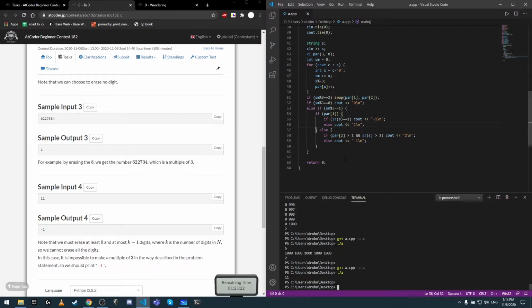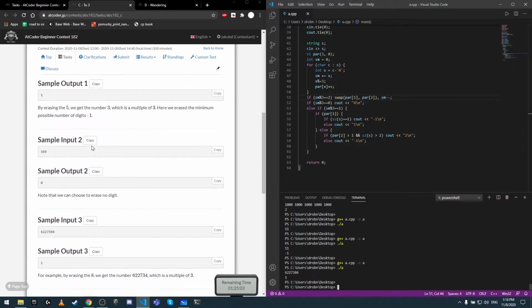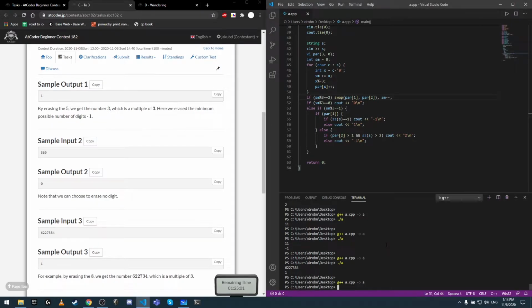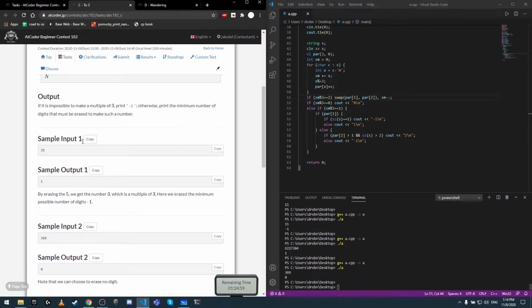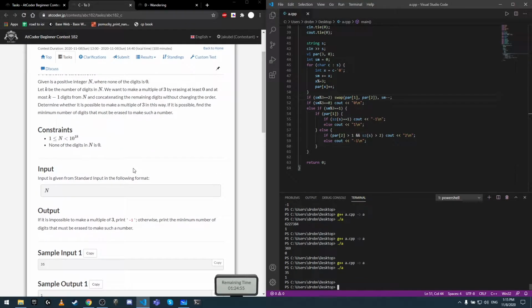God damn it, what is this? And some minus stack. Okay, that's possible. That's impossible. This should give us 1. This should give us 0. This should give us 1.